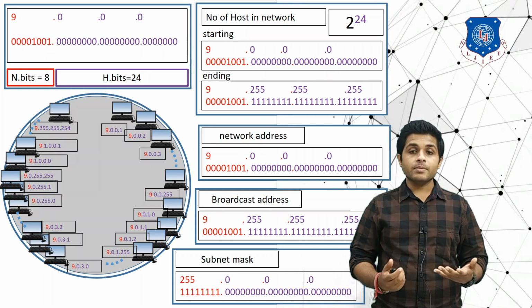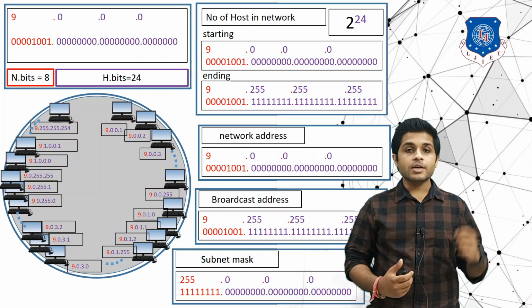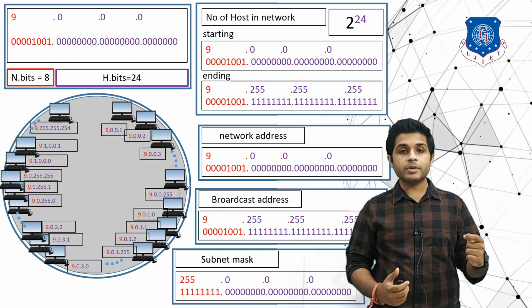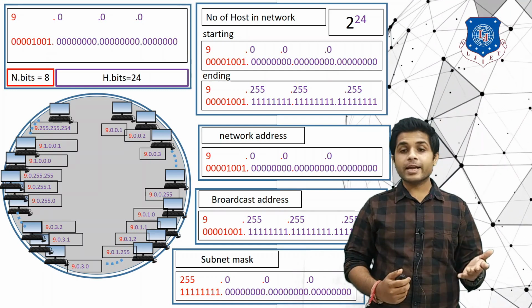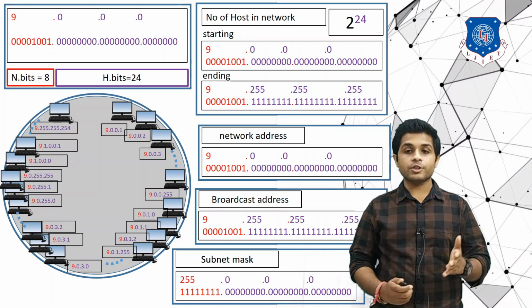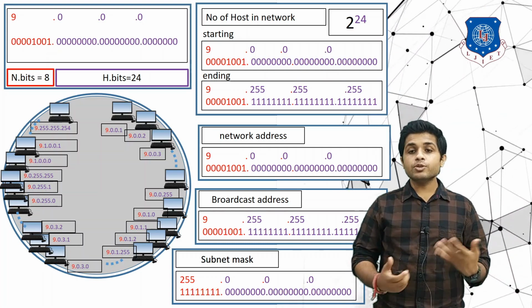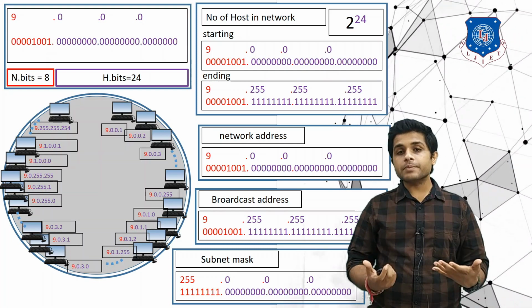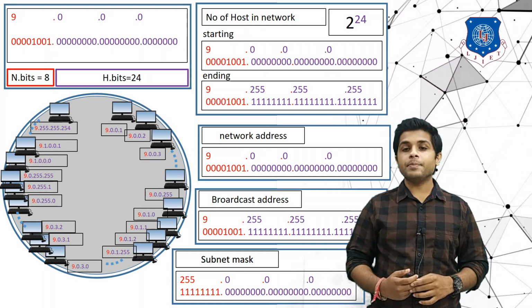Now let's see the value of the subnet mask. To find the subnet mask, we set all the network bits to 1 and all the host bits to 0, and you will get the subnet mask, which is 255.0.0.0. What is the use of the subnet mask? Using the subnet mask, the router can find the network address from the IP address.